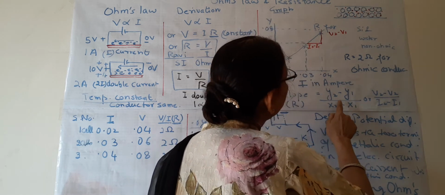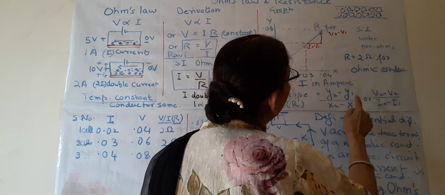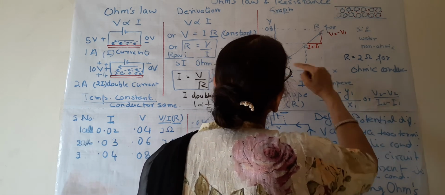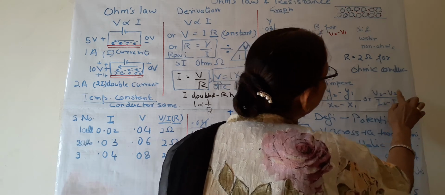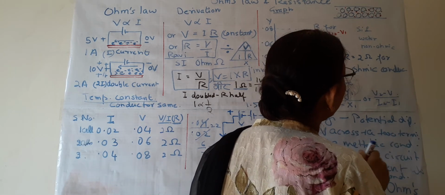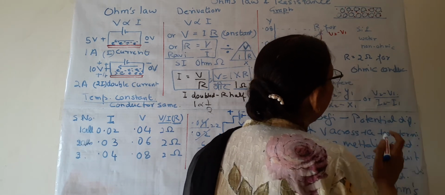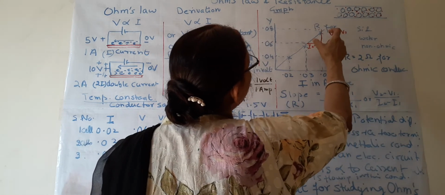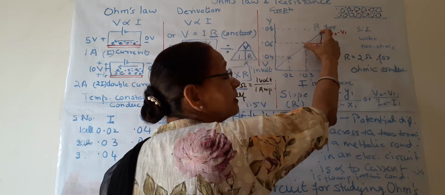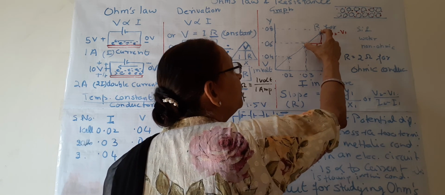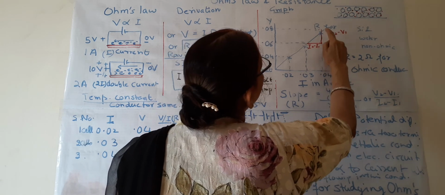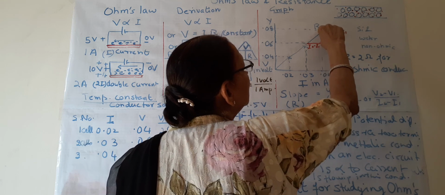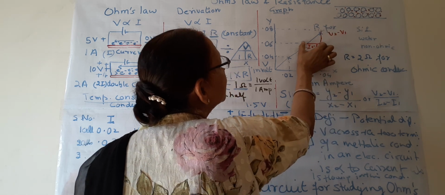So slope R should be equal to (y2 minus y1) divided by (x2 minus x1), which is (V2 minus V1) divided by (I2 minus I1). Suppose we want to know the resistance of this place. So this is V2, at this place this is V1. So we take the reading of this, and this is I2.